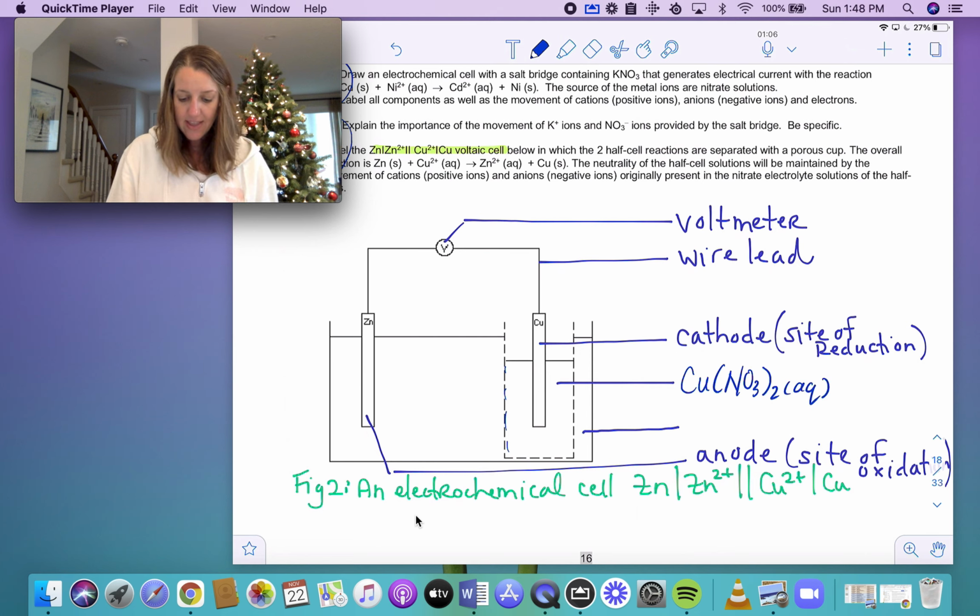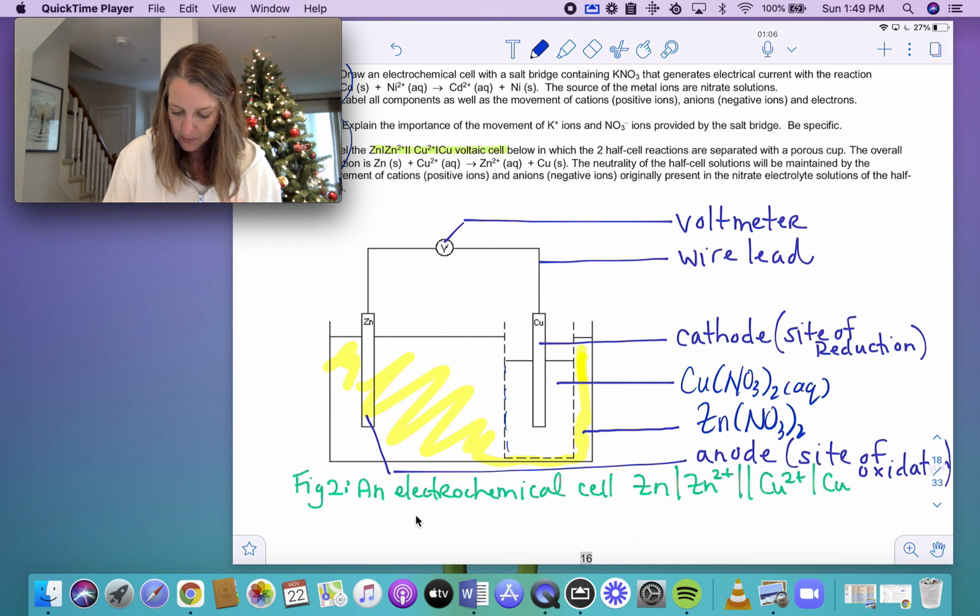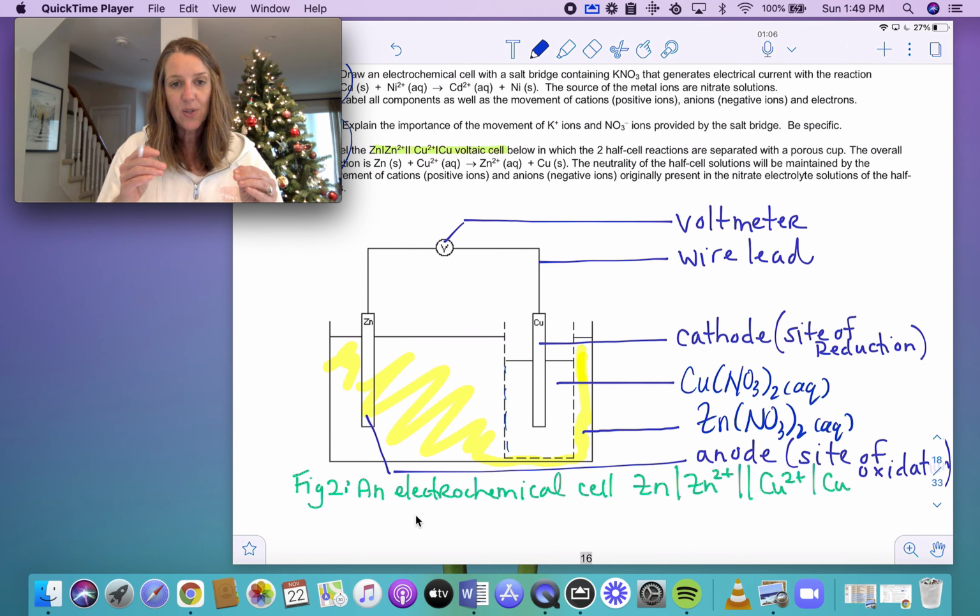Aqueous. That is going to be where I put the copper strip. So that's my site of reduction. That's my cathode. And then the solution on this side, and it's not really yellow, but can you see how it's all the solution right here? This is the one that is my zinc nitrate, because it's where the zinc metal is being placed.